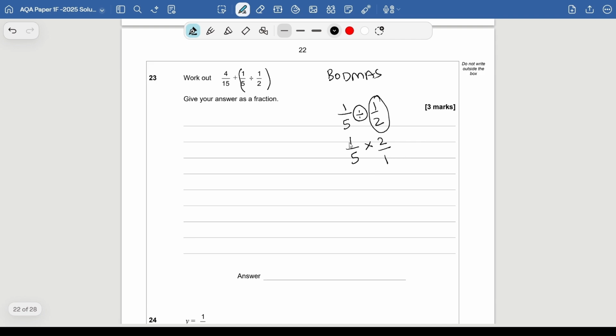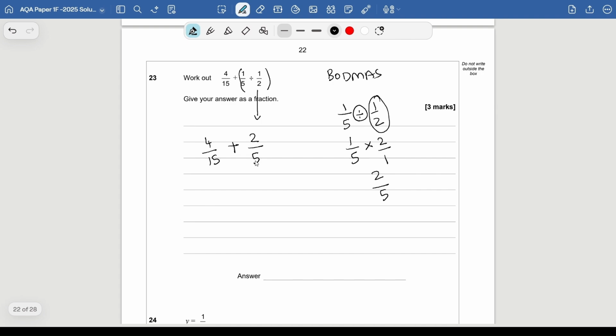So this is 2 times 1 is 2, 5 times 1 is a 5. So 1/5 divided by half is 2/5. So this part is 2/5. And 4/15 is the first fraction. You need to add it to 2/5. Now here we see the denominators. When you're adding or subtracting any fractions, we need to consider the denominators. They have to be same.